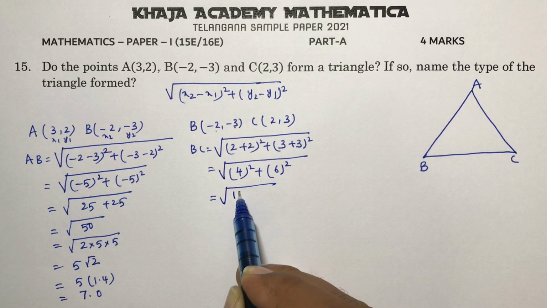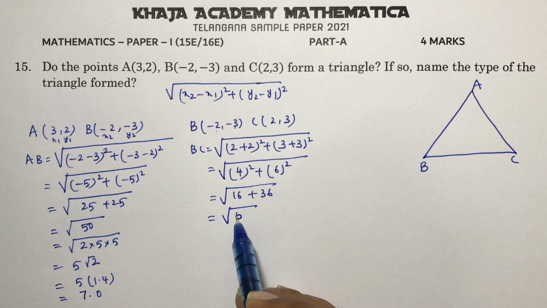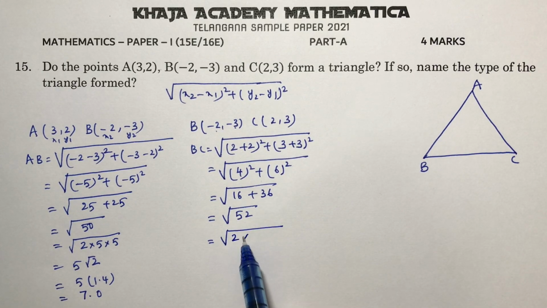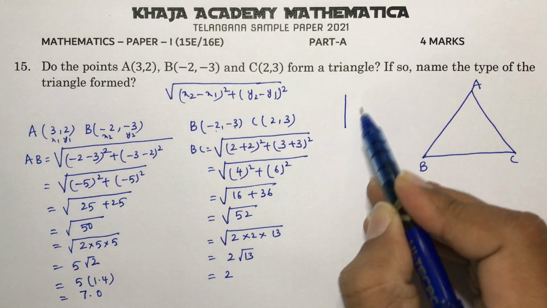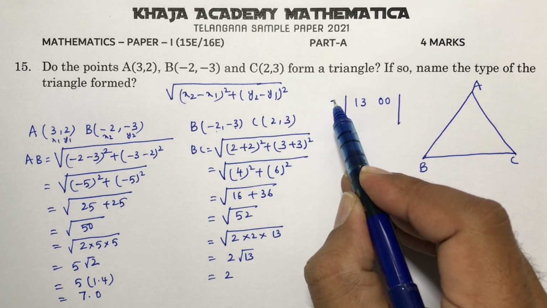So here 4 square is 16, 6 square is 36. So it is root 52. So here root 52, if you do prime factors, 2 into 2 into 13. 2 times 2 we have, so 2 root 13. So that is the value of 2 root 13. In 9th class you did the division method, so at least find it till one decimal.